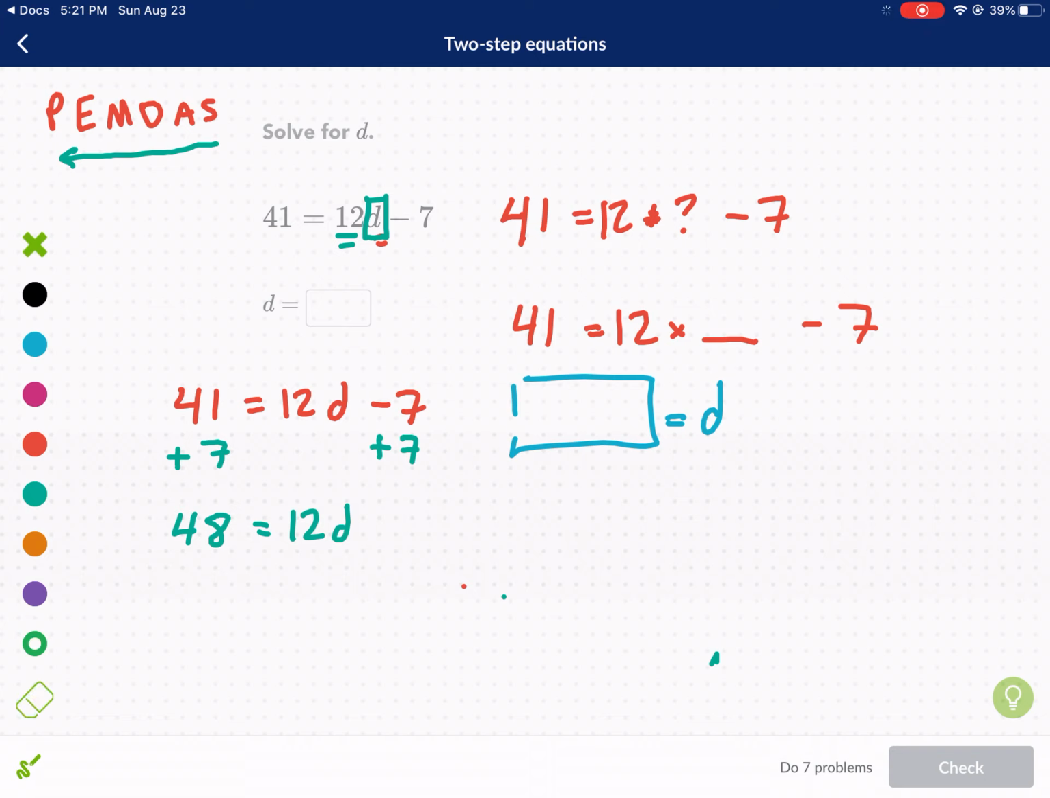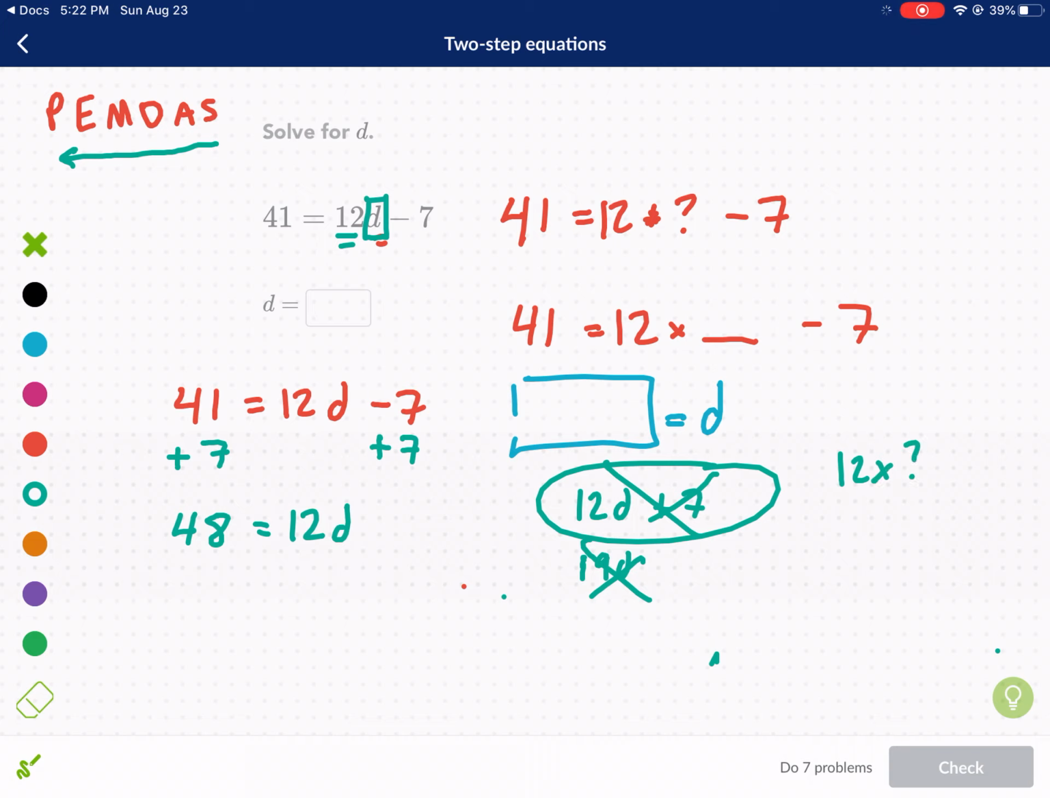Another thing that I see is people have 12D, and then they add 7, and they get 19D. It's not going to be 19D because they are unlike terms. You cannot combine these two, so don't do that. This is bad. Now we have 12 times D equals 48. What times 12 equals 48? You could have it 12 times blank. This is just like a flashcard now.